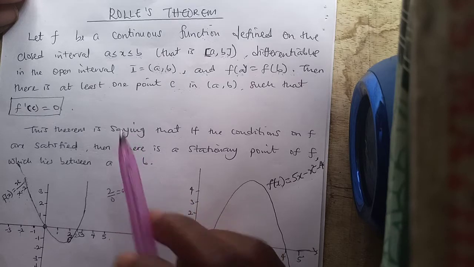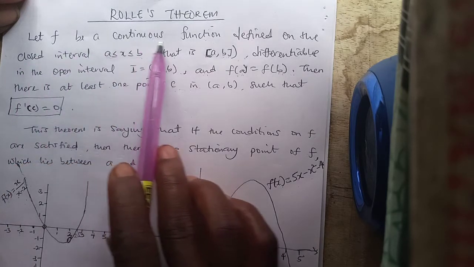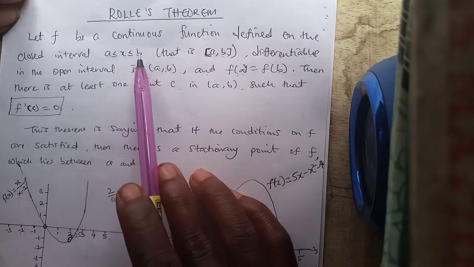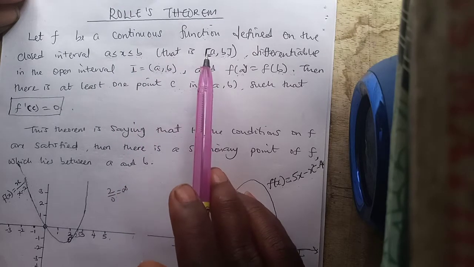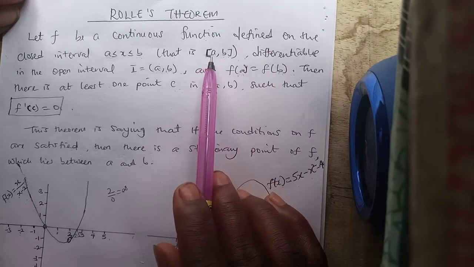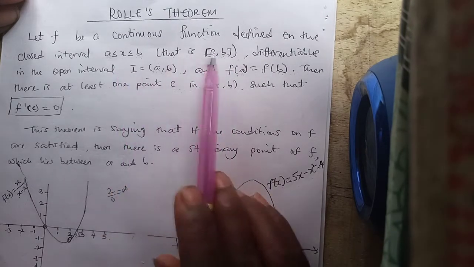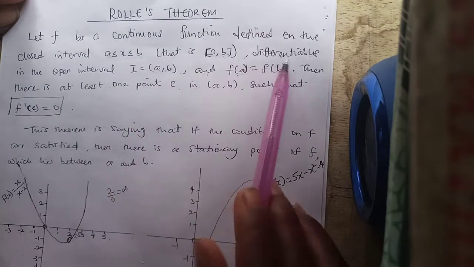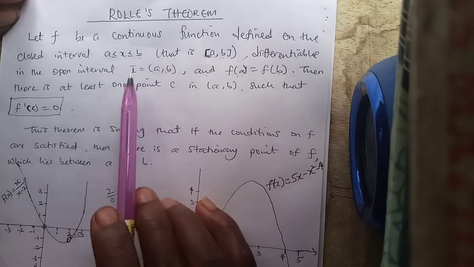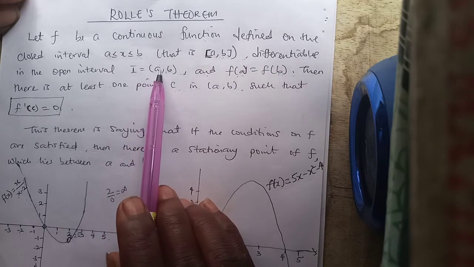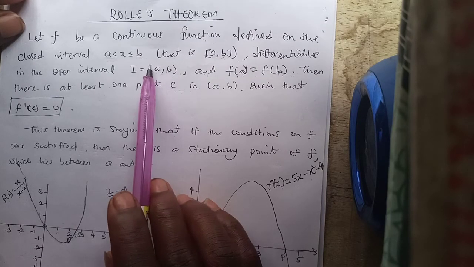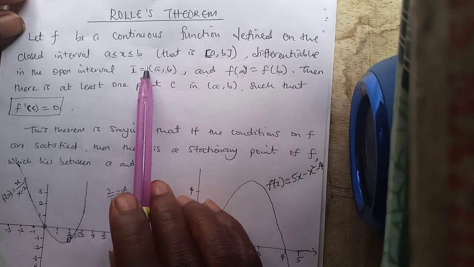Now, Rolle's theorem states that let f be a continuous function defined on the closed interval [a, b]. Look at the kind of bracket used here. This is a square bracket, and it means a closed interval. Then f is differentiable in the open interval (a, b), but a and b are not inclusive, and you can see the kind of bracket that is used here. It is an open bracket.